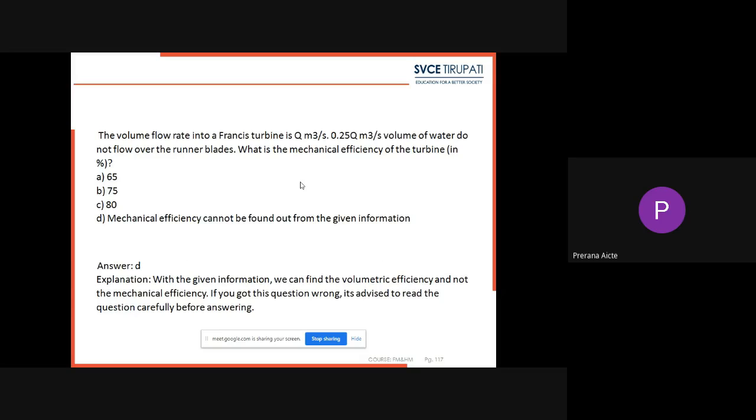Next problem. The volume flow rate into a Francis turbine is Q meter cube per second and 0.25 Q meter cube per second of the volume of water do not flow over the runner blades. What is the mechanical energy and mechanical efficiency of the turbine in percentage? So the answer is given as mechanical efficiency cannot be found out from the given formula.